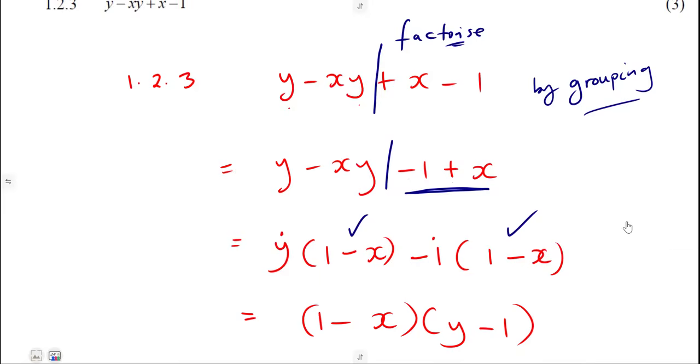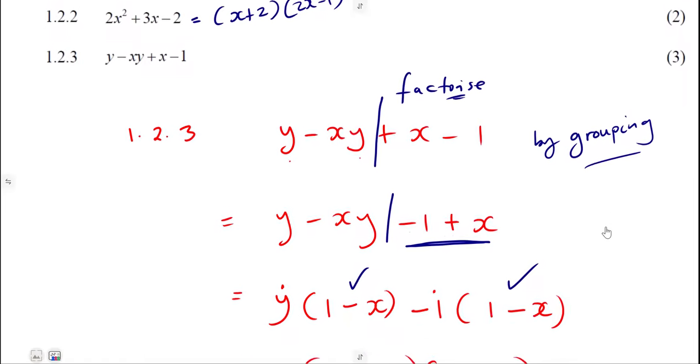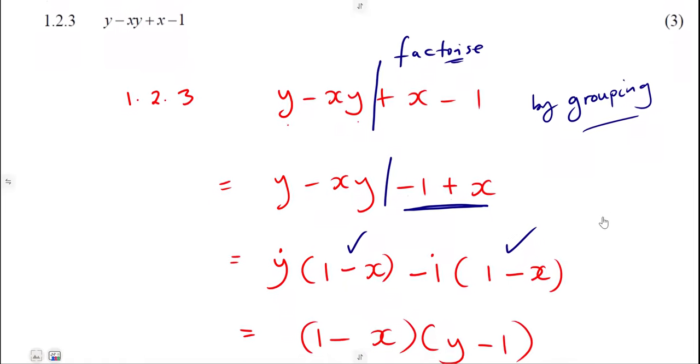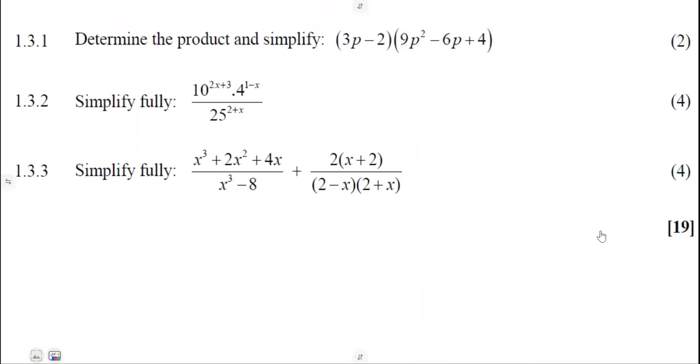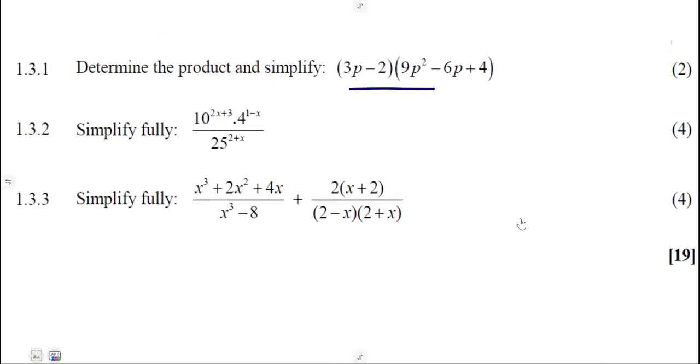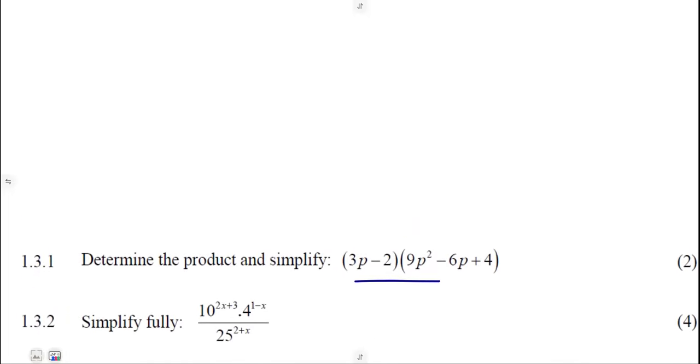Same brackets. All right. So that is what we had on question 1.23, which was for 3 marks. All right. Okay. That is fair enough. All right. 1.31, we are given now. Determine the product of these two. All right. So there we can determine the product, just expansion of brackets there.